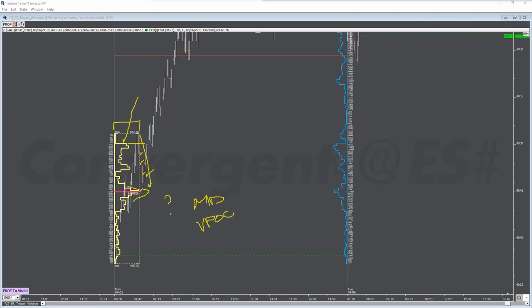So far, at the developing point of control, 11,000, 12,000 contracts have traded here. You can see there's a big disparity above and below. But what we have here is a ledge. What do I do with this ledge? This ledge is important because as the market pushes through, if the market finds a higher low, finds a bottom, and pushes through, I'm looking to buy this ledge on one of two scenarios.